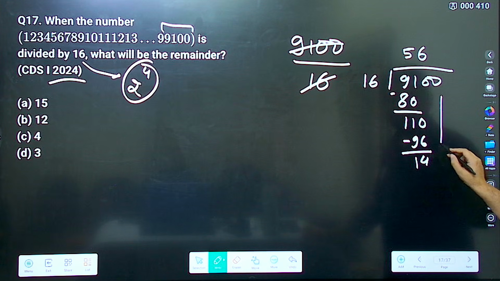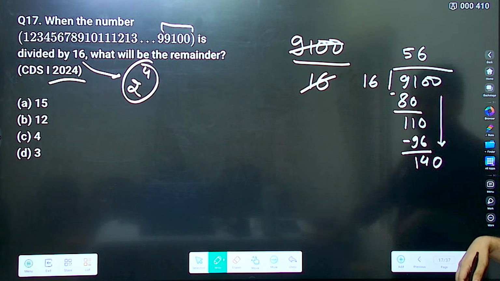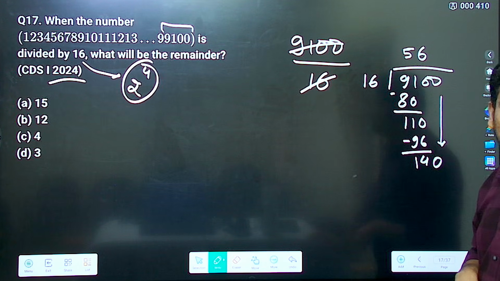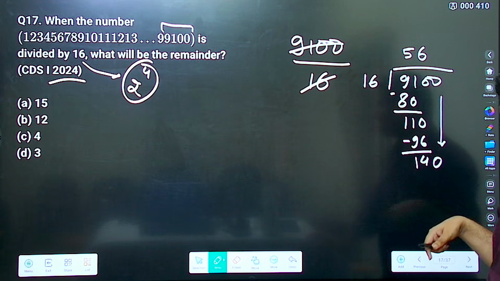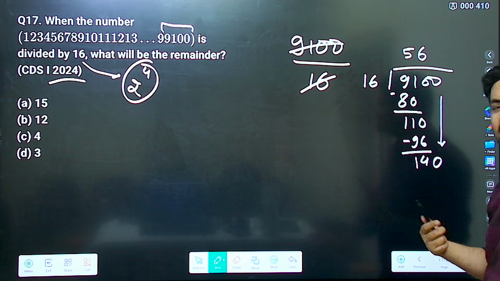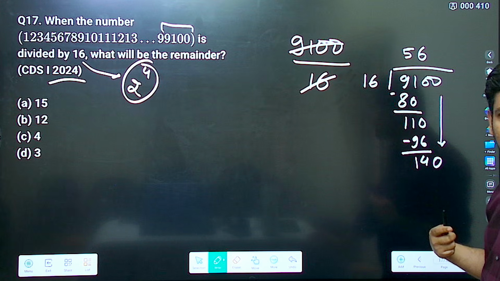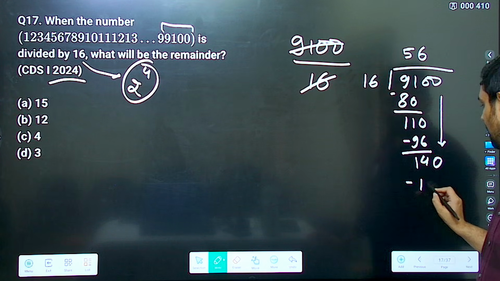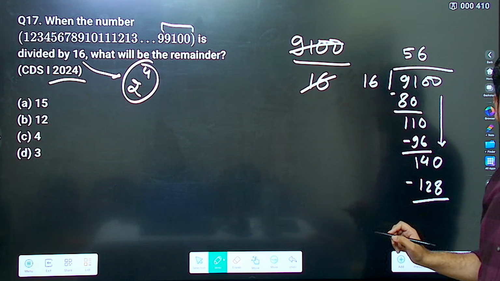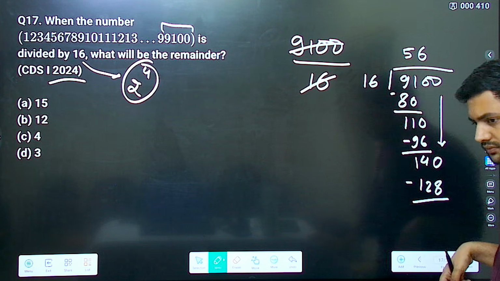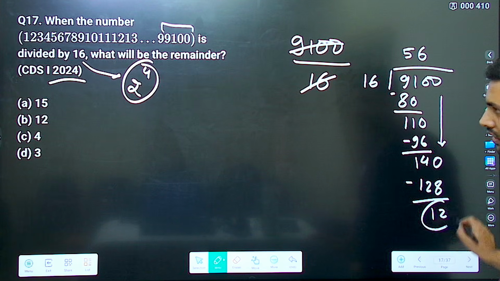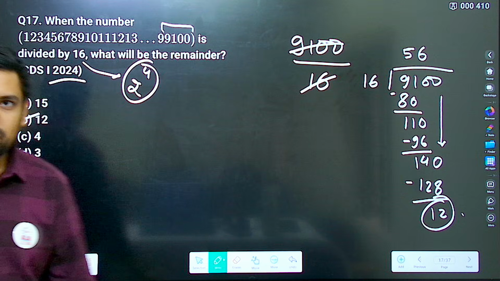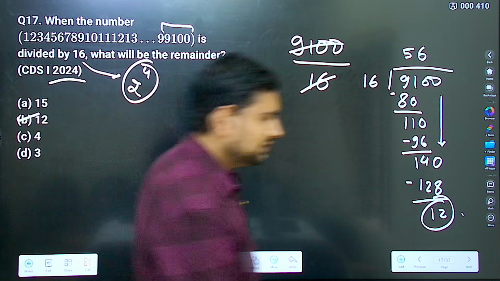Now you bring one more 0 here. So this becomes 140. How many times is 140? Table of 16. So this is what you get. 96. 96 plus 16 is 112. Correct. 112 plus 16 is 128, minus 128. Now what you got? You got 12. So 12 is the remainder. That is understood. Simple.